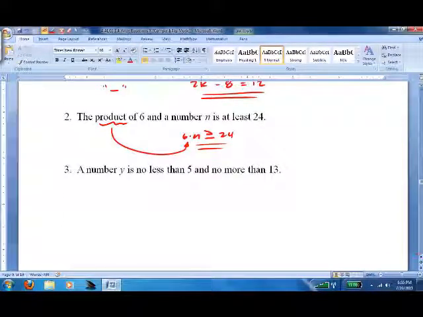A number y is no less than 5 and no more than 13. So we actually have two inequalities with the y in between. And it's no less than 5, so it's greater than or equal to 5, and it's no more than 13, so it's less than or equal to 13. That's a double inequality, a bit tricky, but again, not that hard. Once you look at it, go back and check, make sure your work makes sense.